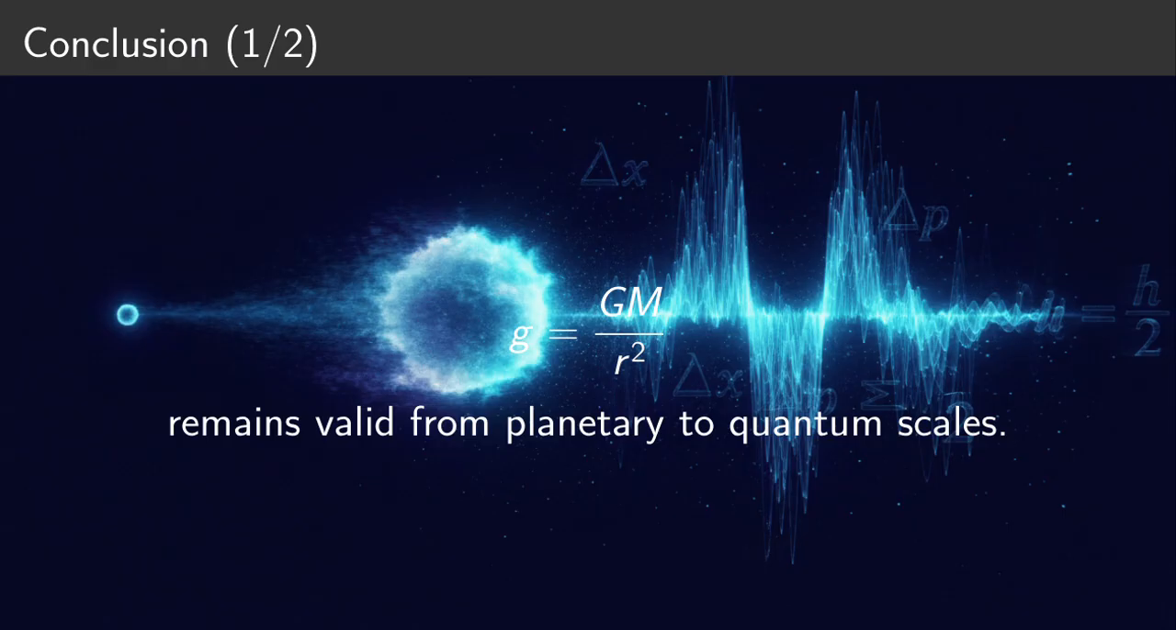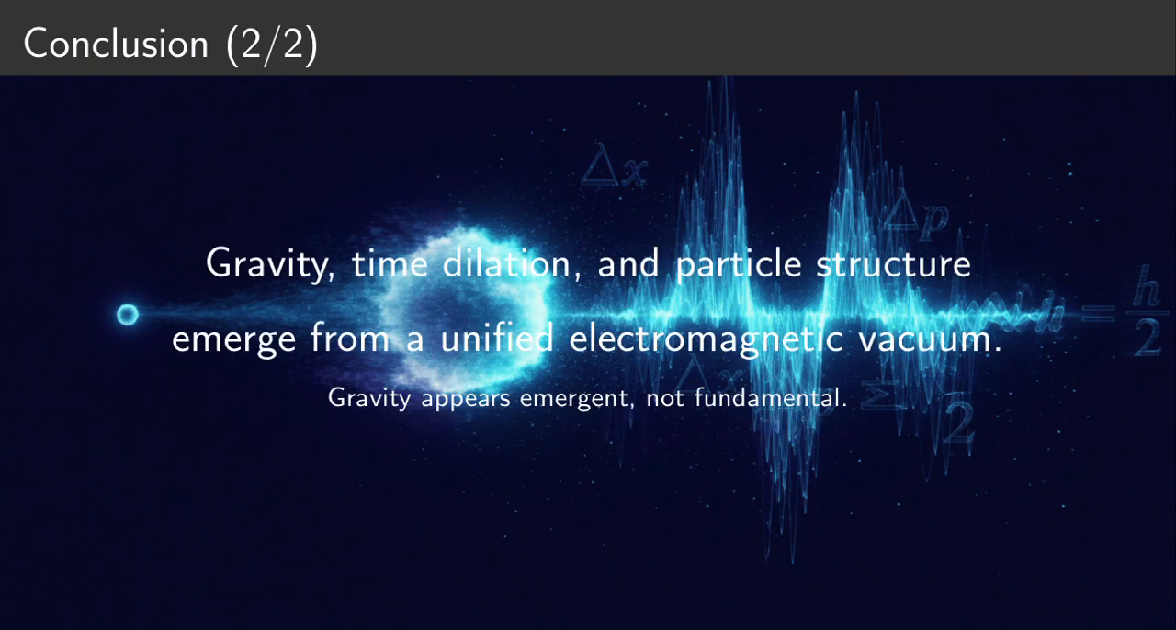Conclusion. The equation g equals GM over r squared remains valid from planetary scales down to quantum scales. In this framework, gravity, time dilation, and particle structure all emerge from a unified electromagnetic vacuum. Gravity is not fundamental, but emergent from deeper physical laws.